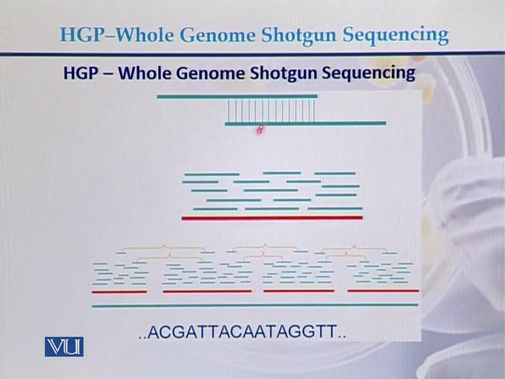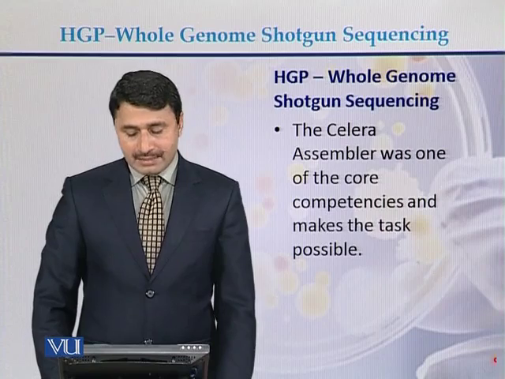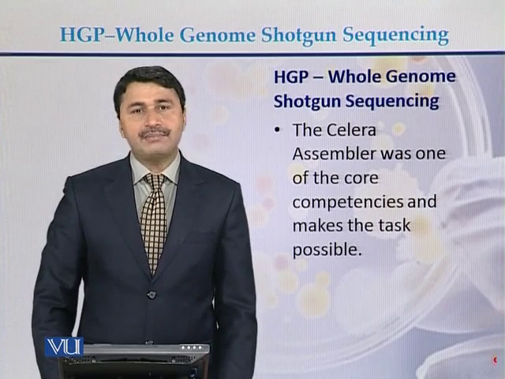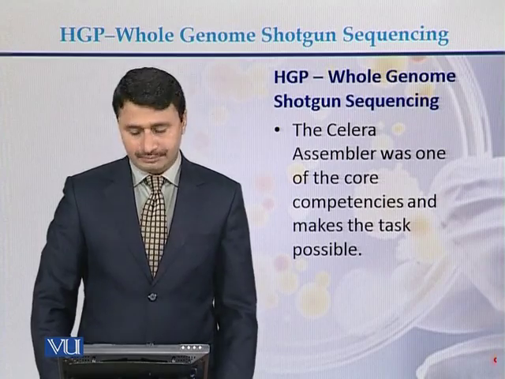In this diagram, this is the DNA. DNA is digested into fragments. These fragments are sequenced, and ultimately we have the sequence of the genome, which is compiled with the help of computer software. The Celera assembler was one of the core competencies that made this task possible.